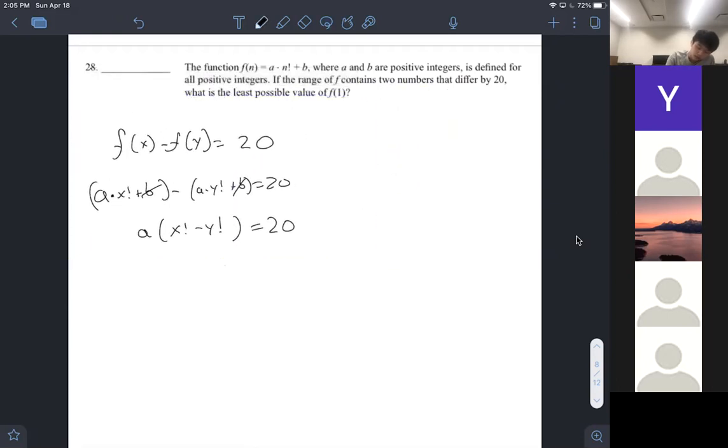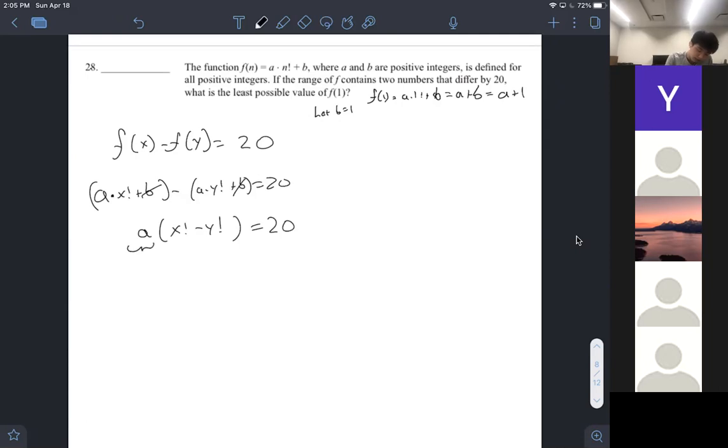And now another important thing to note is that actually f of 1 equals a times 1 factorial plus b, which equals a plus b. And b can actually be anything, as we've seen. There's literally no constraint on b other than that it's positive. So we can just let b be 1. And then we're trying to minimize a plus 1, which means that we're just trying to minimize a.